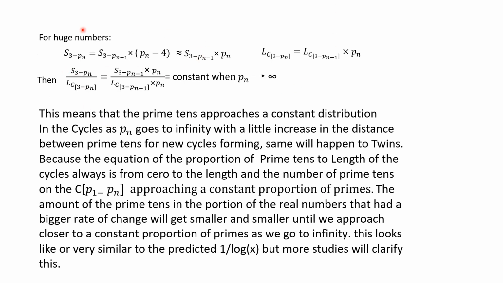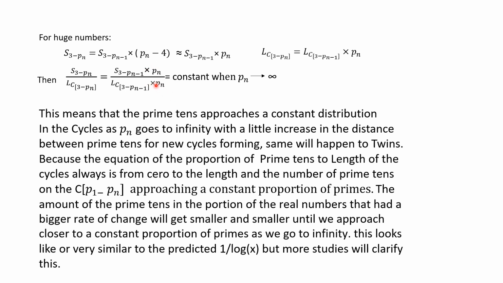So here we have the proportion of prime terms in a cycle. For huge numbers, we can get rid of the 4 and make this equation, just to make a comparison. We have the length equation here. So we're gonna do a proportion. We're gonna divide the number of prime terms by the length of that cycle. And you can see that both are gonna be multiplied by prime n.